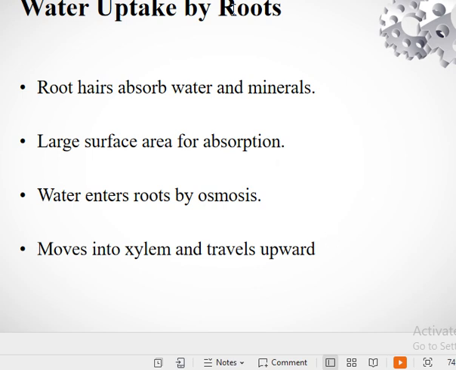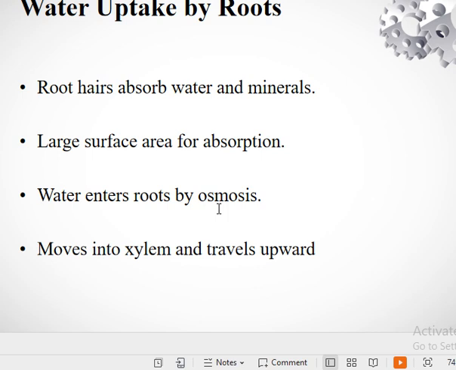Water uptake by the roots. The main functions of roots are to anchor the plant in the soil and to take up water and mineral ions. Just behind the root tip, small root hairs are present, through which water passes from the soil into the root hair by osmosis.